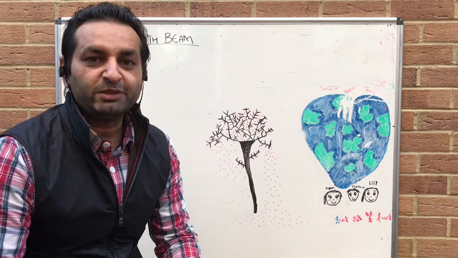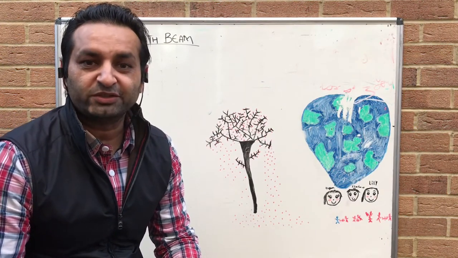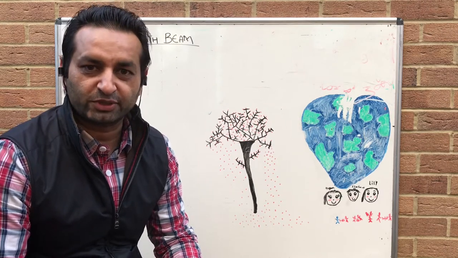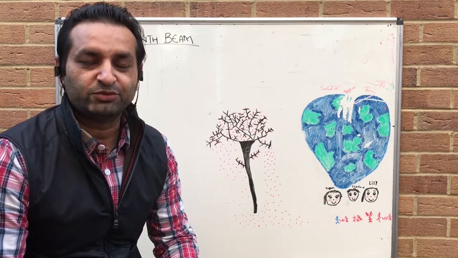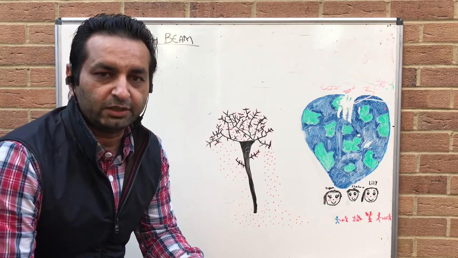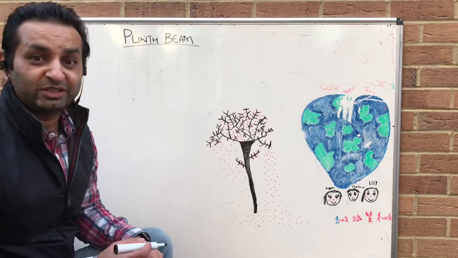I define the plinth beam in simple terms. It is a reinforced concrete beam built between the wall and its foundation. So in simple terms, it is a reinforced concrete beam. I will draw a cross section just to define what actually the plinth beam is.